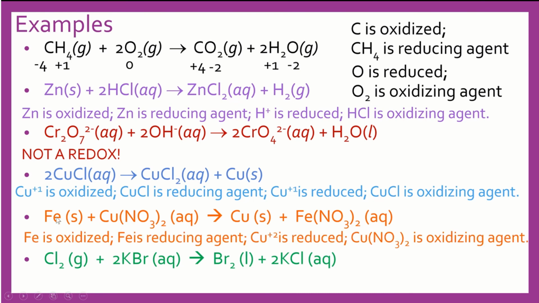Now, iron is oxidized. It goes from 0. Over here is paired with nitrate. Nitrate, the ion, would have -1. It has 2 of them, so iron now has a +2 charge. So iron, the element, was oxidized. Notice I don't have a charge up here. There is no charge with iron. It's all by himself, no charge. So iron is oxidized. That also makes iron the reducing agent.